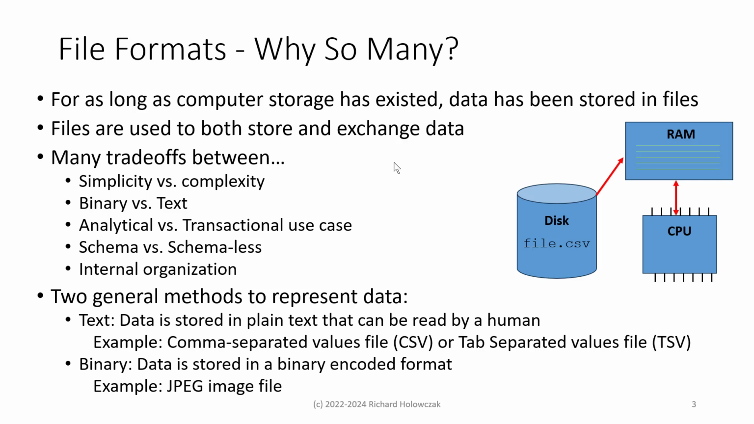Another way to store the data is in a binary file. So the data is stored in some binary encoded format. If you or I looked at a binary file, we wouldn't be able to tell what's in there. And an example would be like a JPEG image file.